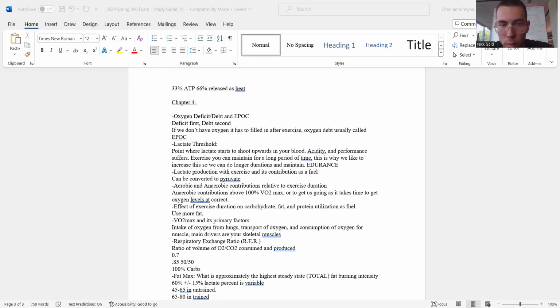Okay, there's 6 carbon, there's 6 oxygen. 6 divided by 6 is 1. That's the ratio. That's the utilization of fuel. That's the ratio, okay? So we'll go to the next slide.